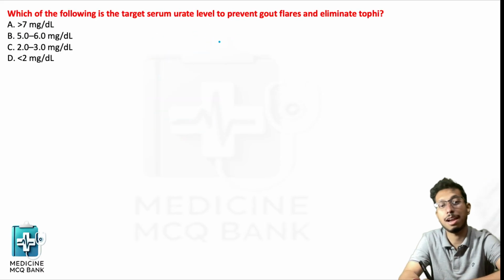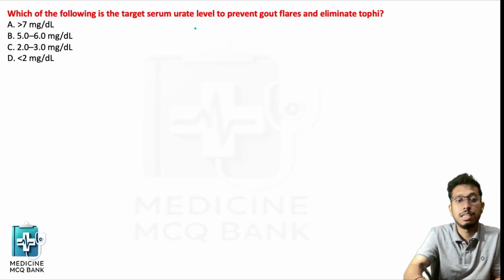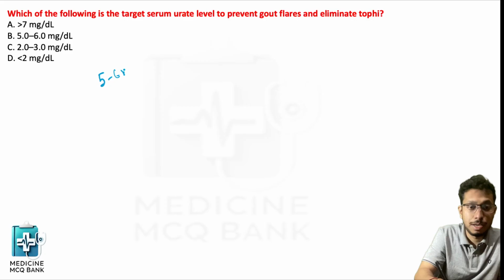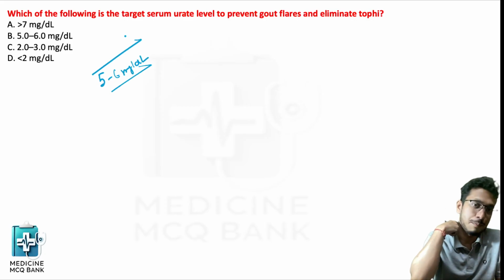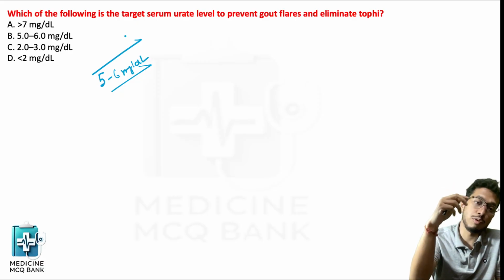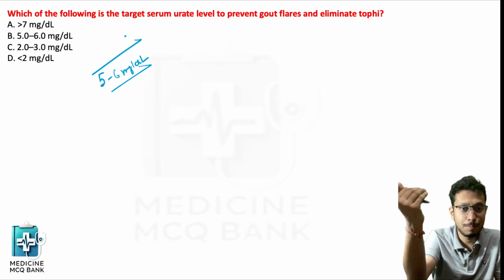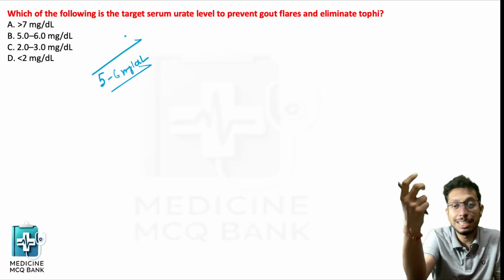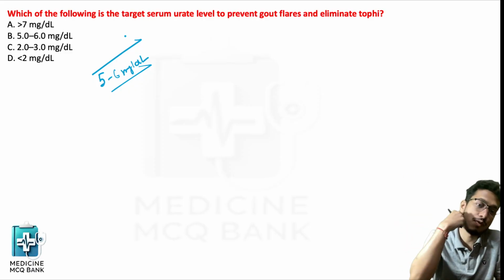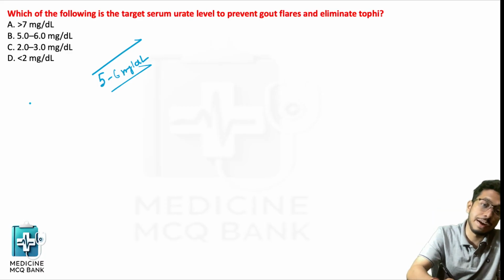Now, which of the following is the target serum urate? We have already checked. Target serum urate is 5 to 6 milligram per dl. Now, urate-lowering therapy is aimed at correcting chronic hyperuricemia. Chronic hyperuricemia was the underlying cause of gout, right? Now, in gout, we normalize the serum urate level to less than 5 to 6 milligram per dl, and it is required for preventing recurrence of attacks, right? It is used for preventing recurrences of gout attacks, gout flares, or eliminating the tophi if at all present.